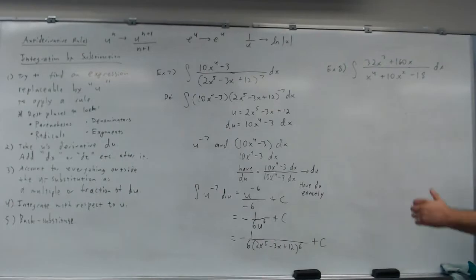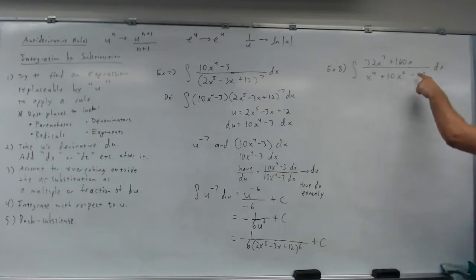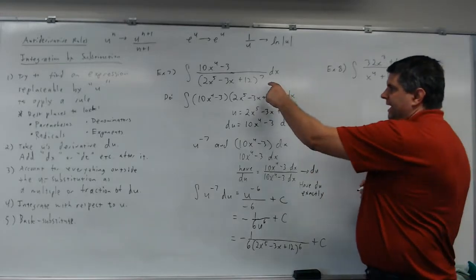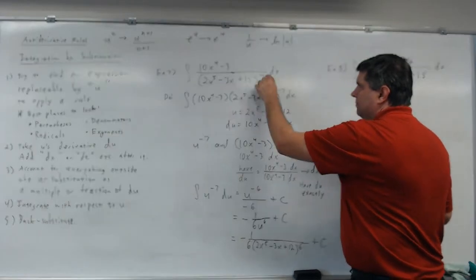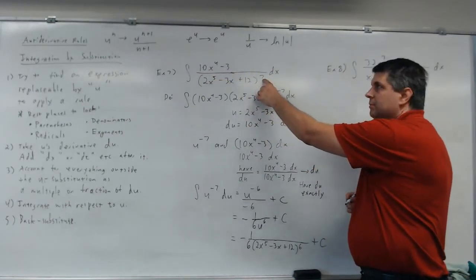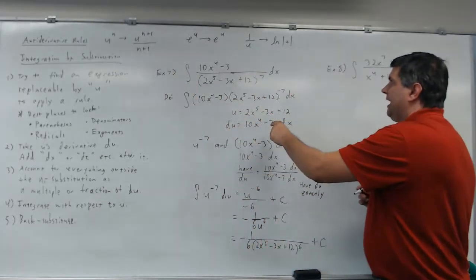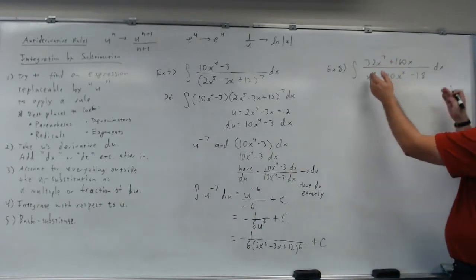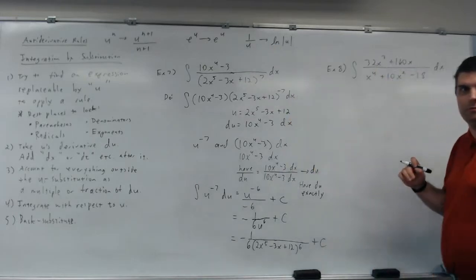Now what I have here is 32x cubed plus 160x over x to the 4th plus 10x squared minus 18, all dx. Now here's something to notice. This is something over a denominator to a power other than 1. In which case you'd want to use this strategy. But if you have something over a denominator to no power, you're going to want to follow this rule.